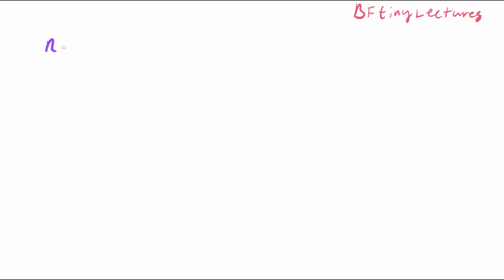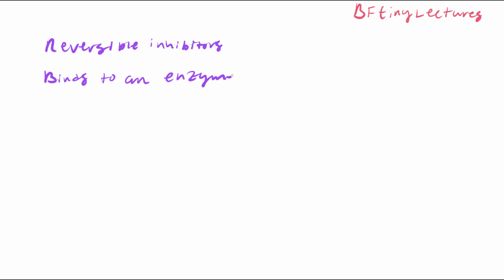So reversible inhibitors. There are about 3 classes of inhibitors, but first we're going to talk about what it is, right? So reversible, essentially it binds to an enzyme and it limits its ability to be a catalyst, right?